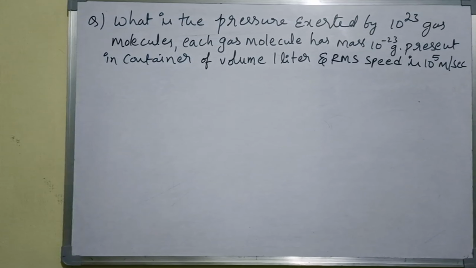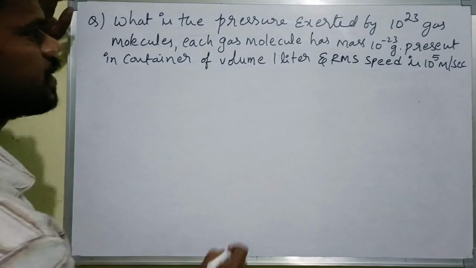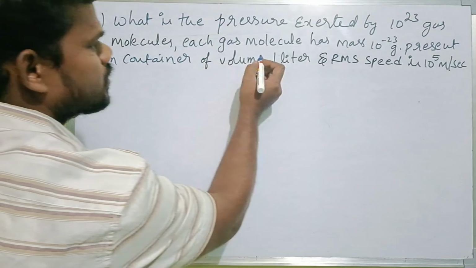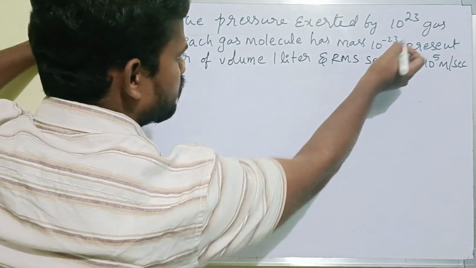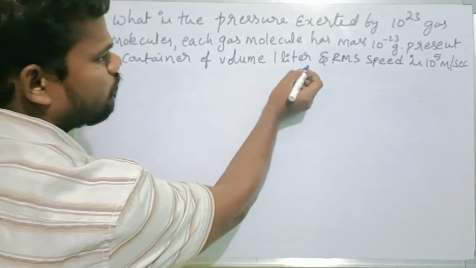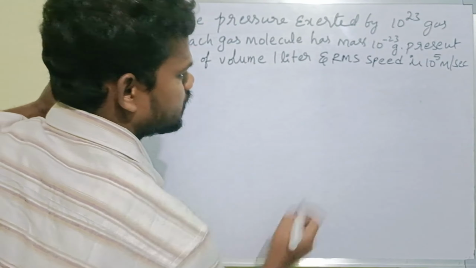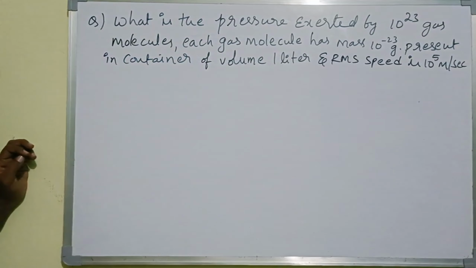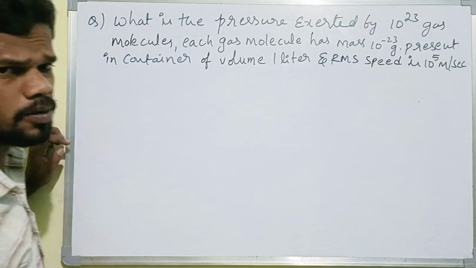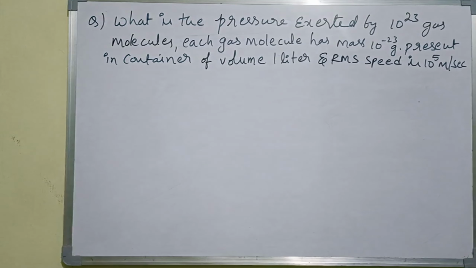See, this is the question. What is the pressure exerted by 10 power 23 gas molecules, each gas molecule having mass 10 power minus 23 grams, present in a container of volume 1 liter, and its RMS speed is 10 power 5 meter per second? Let us see how we solve this problem.